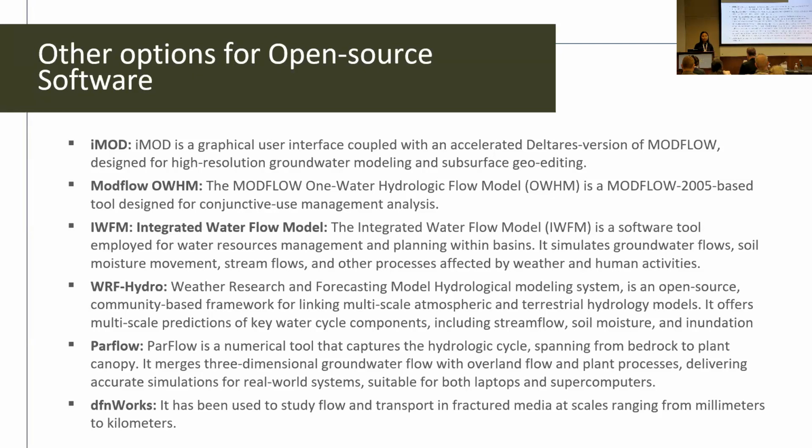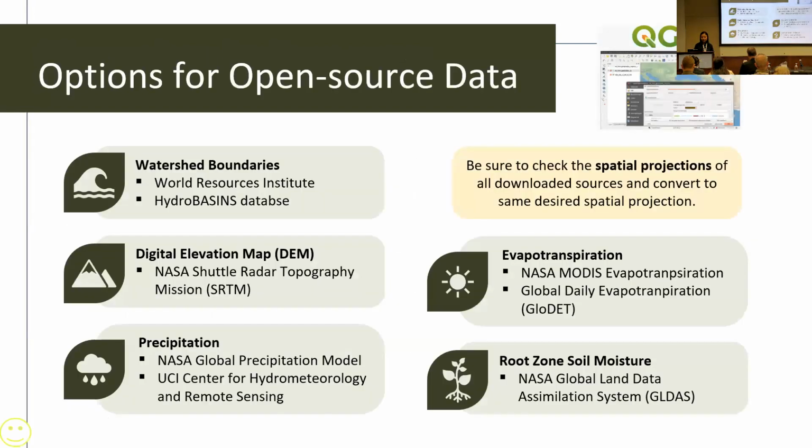But for this project, we use a model because it's easier to transfer the knowledge to our partners from Kenya. And for open source data, as I said before, our field data was limited. So we use remote sensing data for the watershed boundary. For example, we use the Earth Resource Institute shapefile.